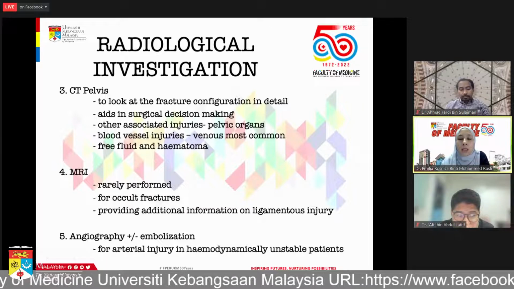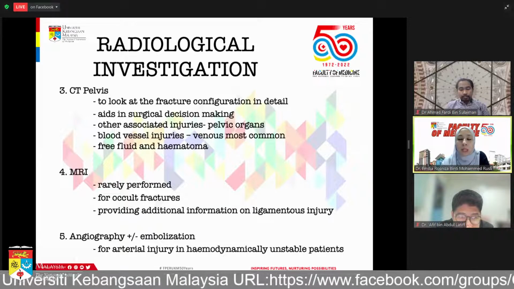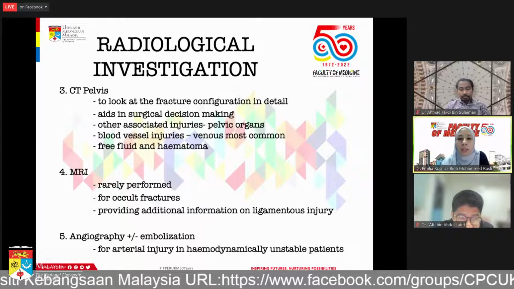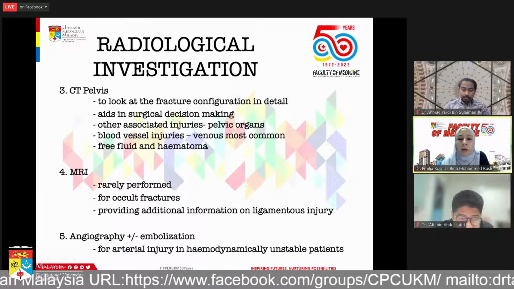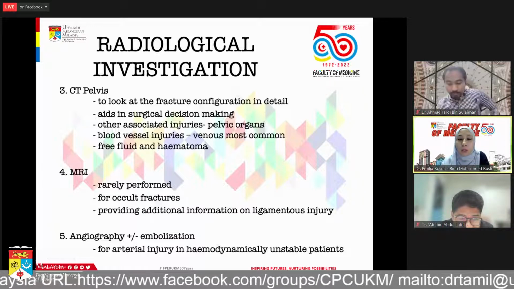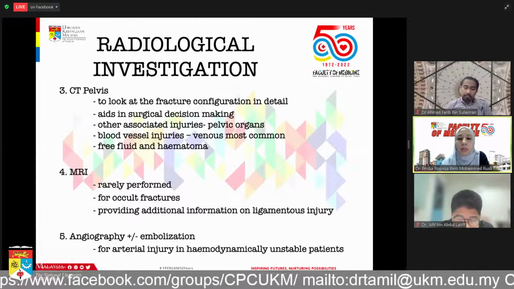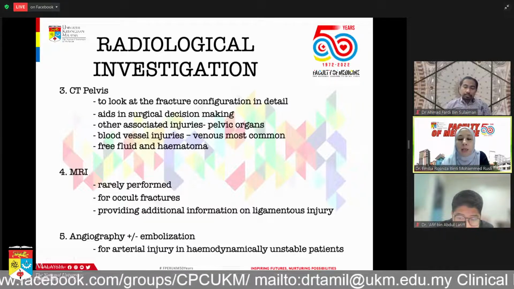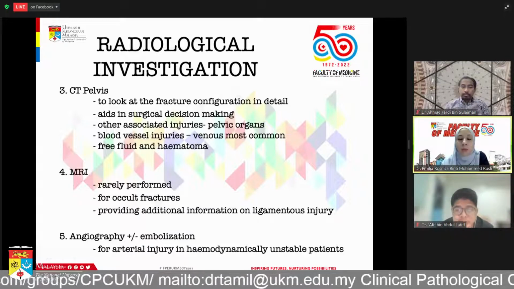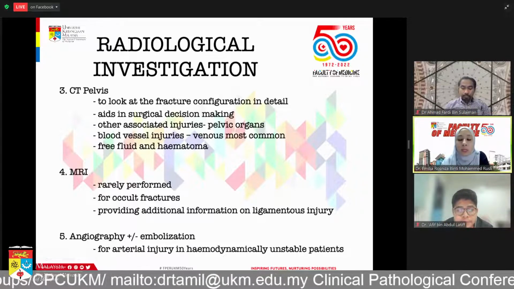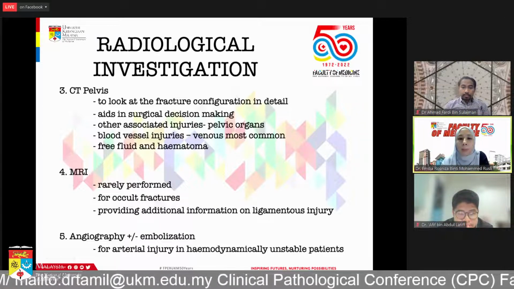It is also good to assess for other associated injuries involving the pelvic organs as well as the blood vessels. And we have MRI, but it's rarely performed and is usually for occult fracture, and is good in providing additional information on ligamentous injury. And lastly, we do have angiography with embolization for cases with arterial injury in hemodynamically unstable patients.